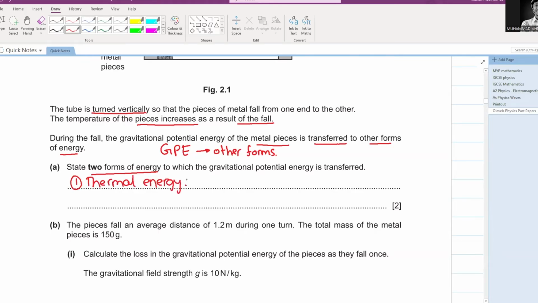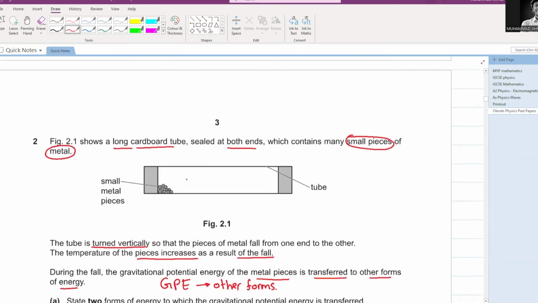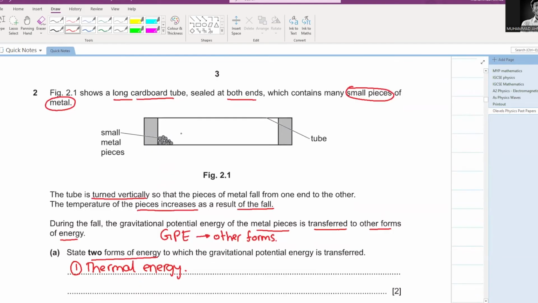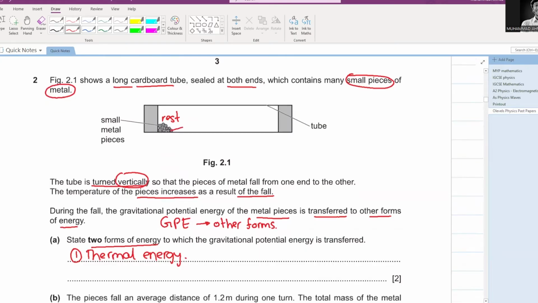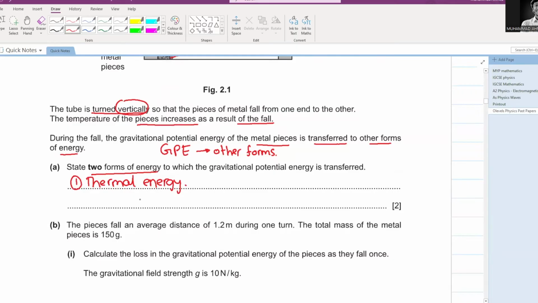Secondly, can you realize initially these pieces were at rest? As you turn the tube vertically, they gain some amount of velocity. So basically, what is happening? Gravitational potential energy is also getting converted into kinetic energy. Kinetic energy and thermal energies are the two energies into which gravitational potential energy gets converted.